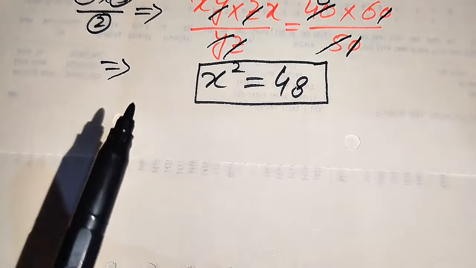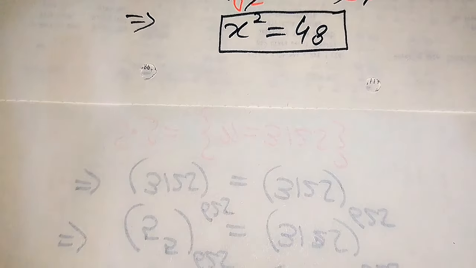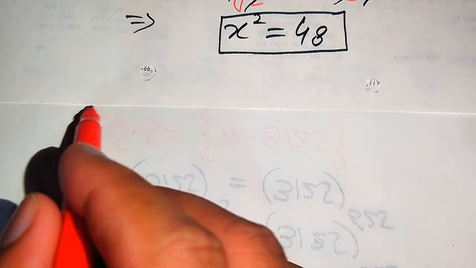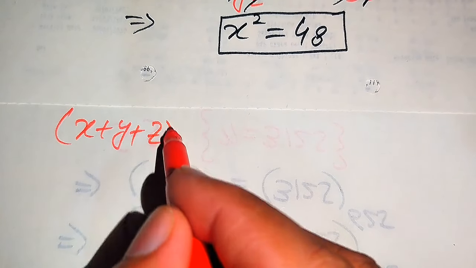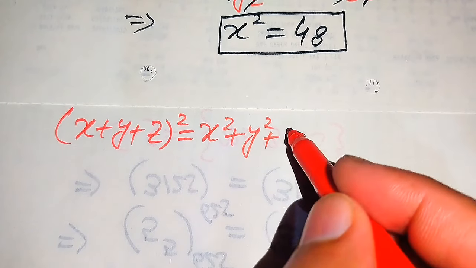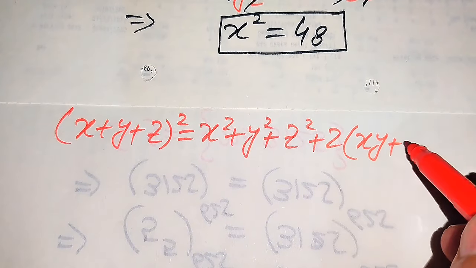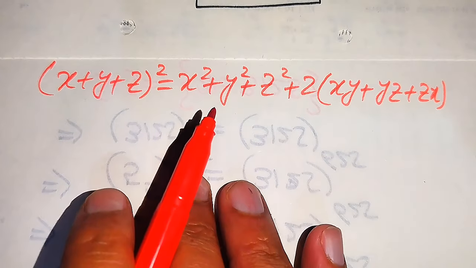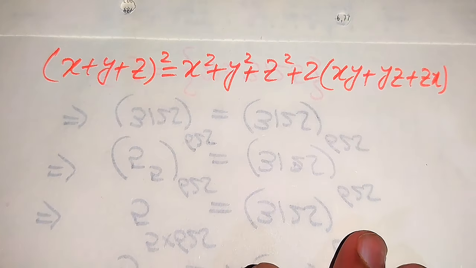So now we just use the above formula. According to this formula, which we can write in the form of x and y, you know that x plus y plus z whole square is equal to x square plus y square plus z square plus 2 times xy plus yz plus zx. Okay, so this is our formula, and now we need to substitute all the values here.